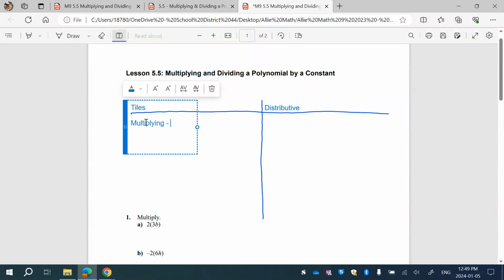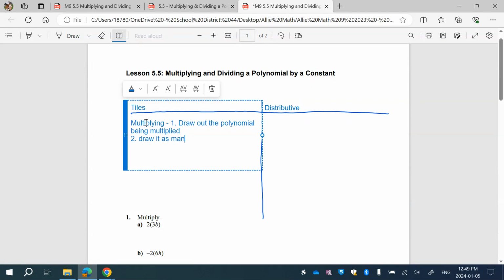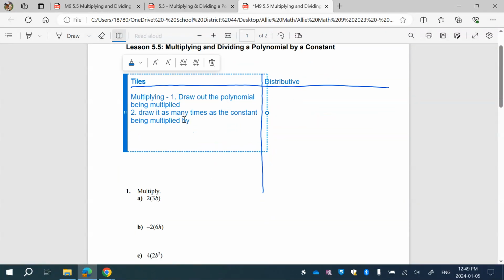So first step, one, draw out the polynomial being multiplied. And step two, draw it as many times as the constant being multiplied by. Okay, so step one, draw out the polynomial being multiplied. And step two, draw it as many times as the constant being multiplied by.